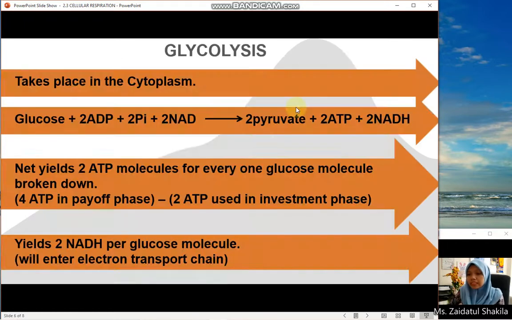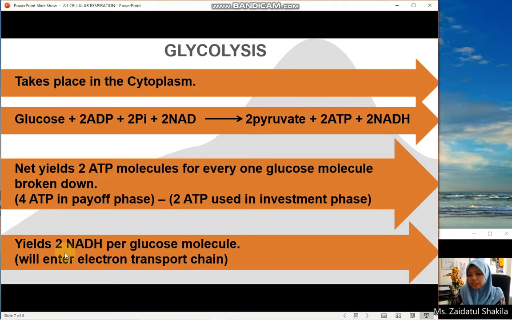So let's summarize. Glycolysis happens in the cytoplasm. Then there is the overall equation for glycolysis. The net yield of ATP produced during glycolysis is 2. Why 2 ATP? Because during the energy payoff phase, 4 ATP are produced from one molecule of glucose. But since 2 ATP are used during the energy investment phase, we deduct 2 ATP from 4 ATP, so we get 2 ATP net. So the net ATP produced during glycolysis from one molecule of glucose is 2 ATP.